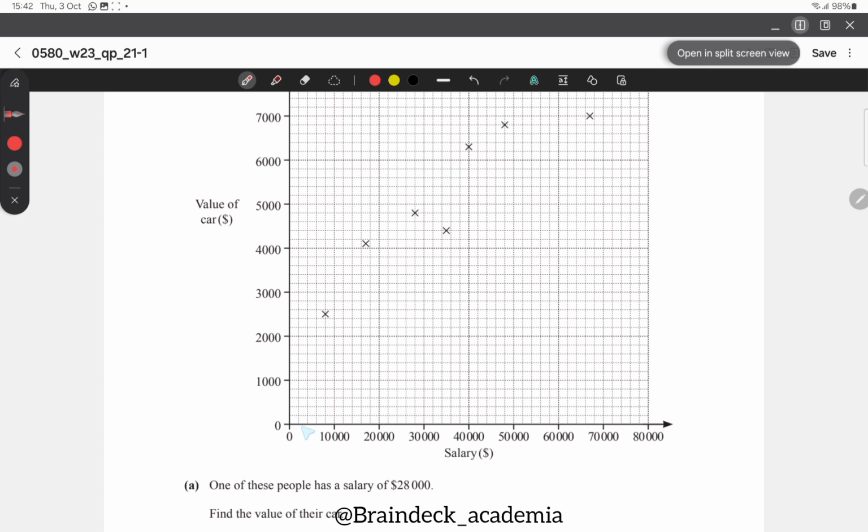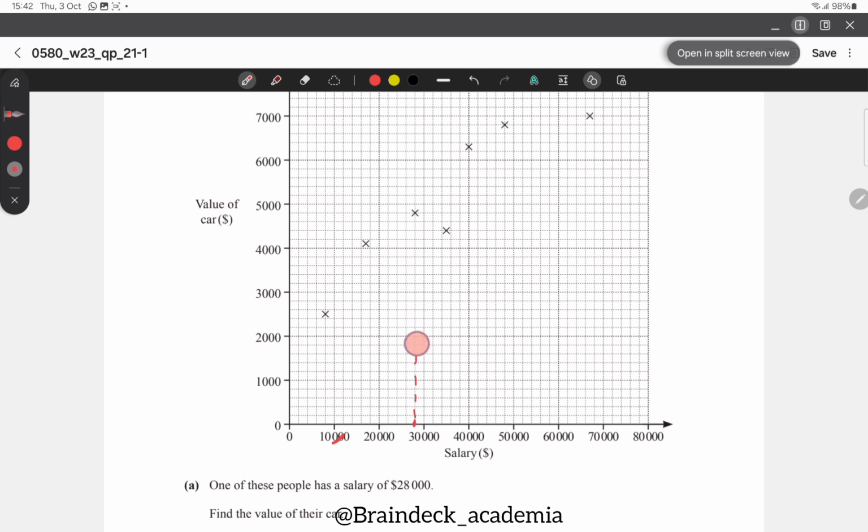So we have to find what is the unit of each of the tiny lines. From 0 to 10,000, how many lines do we have? 1, 2, 3, 4, 5. So you divide the first value 10,000 by 5. That will give us 2,000. So each line is 2,000. So you count 20,000, 22,000, 24,000, 26,000. This is 28,000 here.